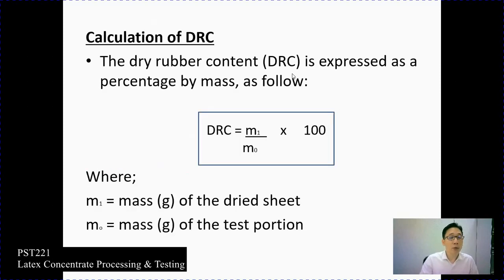Okay, so the calculation of the DRC is almost similar to TSC. The dry rubber content is expressed as the percentage of mass as follows: mass of the dry sheet divided by the test portion times 100.